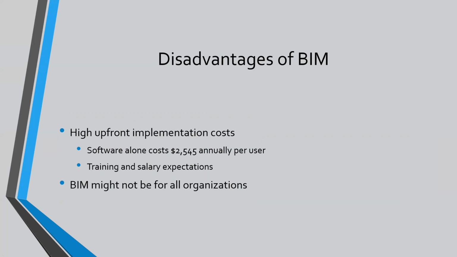There's not a lot of disadvantages of BIM. Probably the biggest thing is the high upfront implementation costs. The software alone is $2,545 per year for every user that you have. So if you have a department of 4 people all using BIM software, it's going to be $10,000 a year. Also, the training and salary expectations are usually quite expensive. And like I mentioned before, BIM is not for all organizations. Large-scale projects, large buildings benefit much more than small standalone projects.